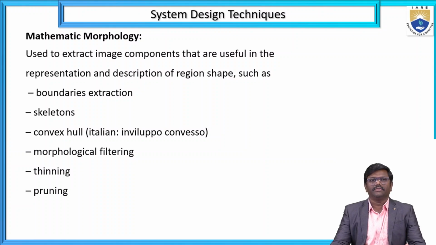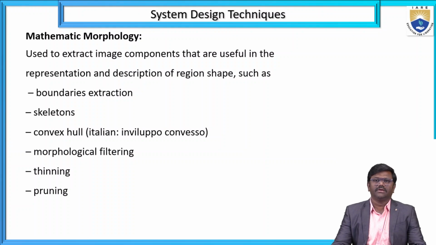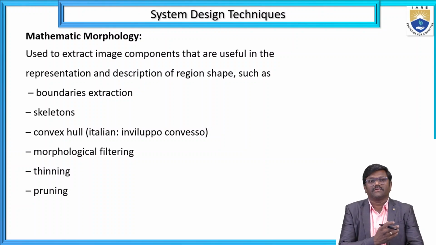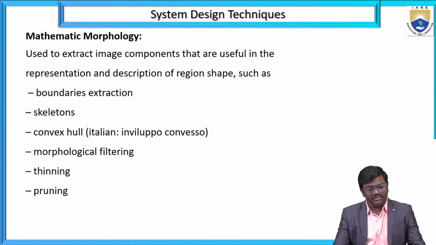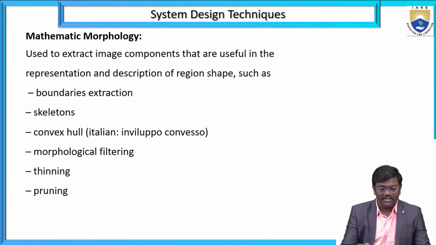Mathematical morphology is used to extract image components that are useful in the representation and description of region shape, such as boundary extraction, skeletons, and convex hull. Morphological filtering is also covered under mathematical morphology, and it extends to thinning and pruning.